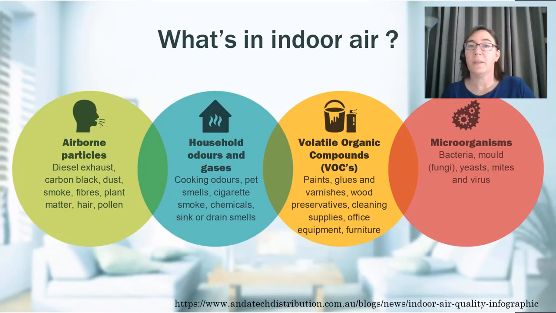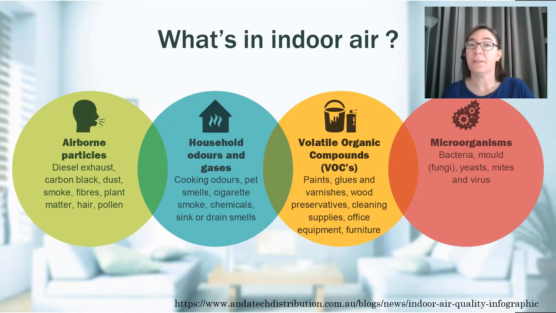So, what is this indoor air pollution that we're talking about? What is in our indoor air? Here are 4 categories of indoor air pollutants. The first one is airborne particles. This is the only one, by the way, that filtration or air cleaning or purifying systems help with. Can include diesel exhaust, dust, hair, including pet hair and dander, and pollen.